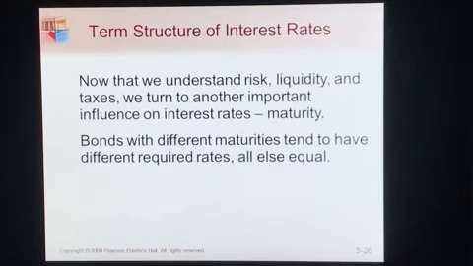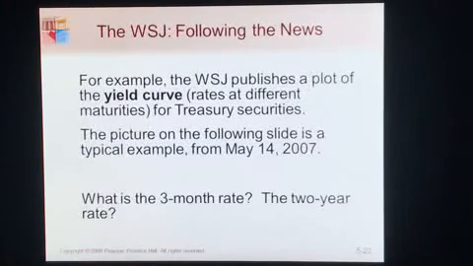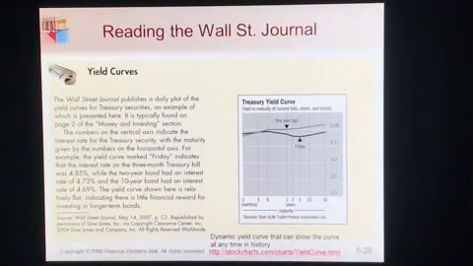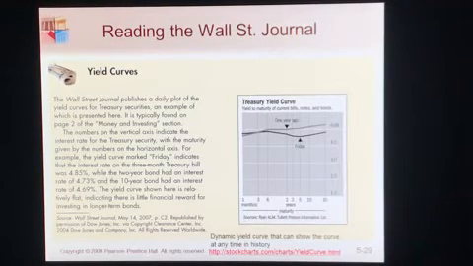Now the second topic of our today's discussion is about the term structure of the interest rate. Term structure is basically the time to maturity of the interest rate. Bonds with different maturity will yield differently. This is the Wall Street Journal. According to the Wall Street Journal, we can see that the treasury yield curve is upward sloping.